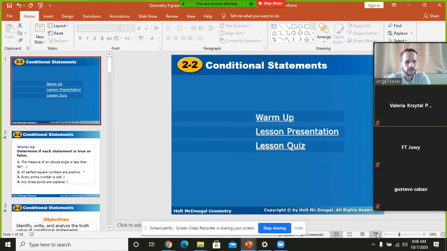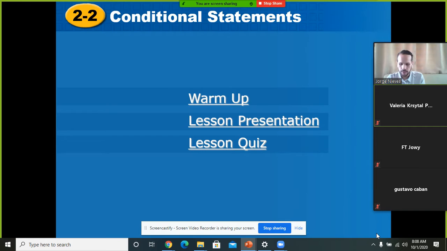Today we're going to talk about lesson 2.2, okay? Last time we talked about lesson 1.1. It was using inductive reasoning to make conjectures. So today we're going to talk about what is a conditional statement.